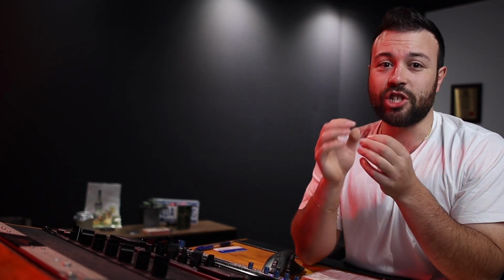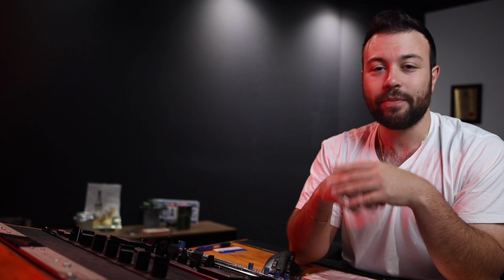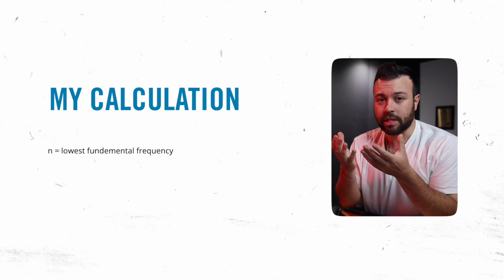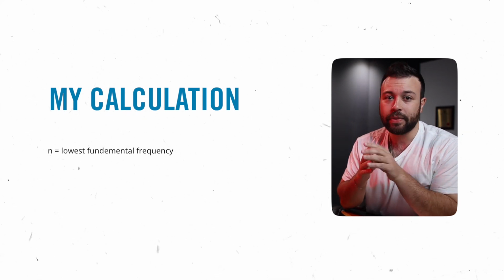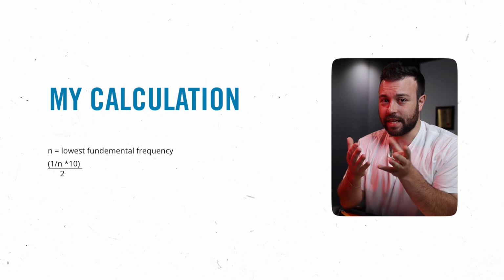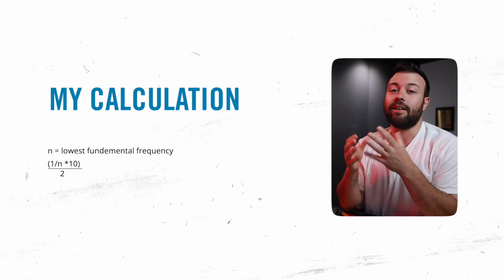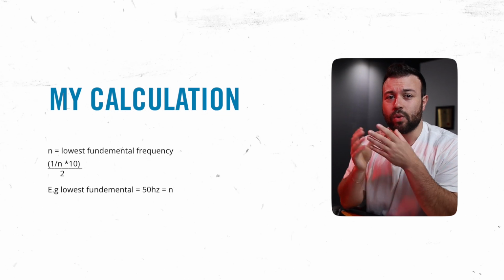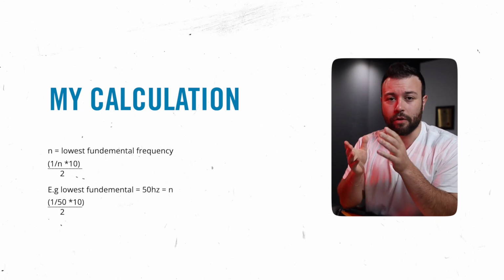Before I show you this equation, I want to preface this with: nothing replaces auditioning material aurally and making informed decisions from what you're hearing. So, when I want to massage a signal, this is my starting point. Where n equals the lowest fundamental frequency, and I'll show you how I determine that, 1 over n times 10 divided by 2. Now, an example for a song with a low fundamental in the kick at 50 Hz: 1 over n times 10 over 2.